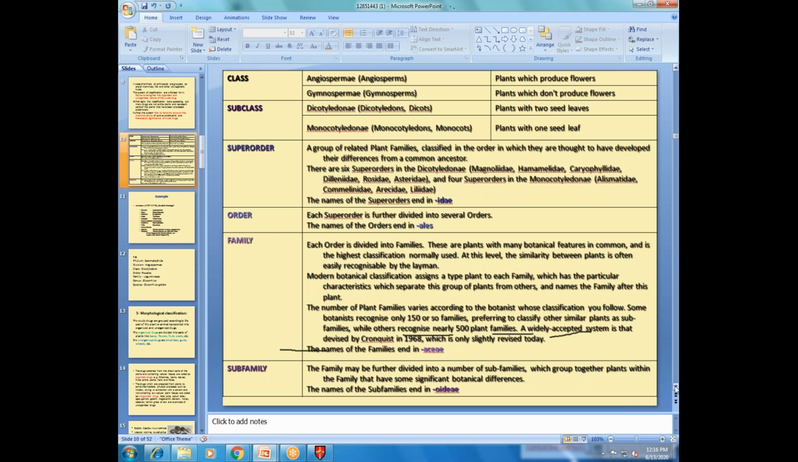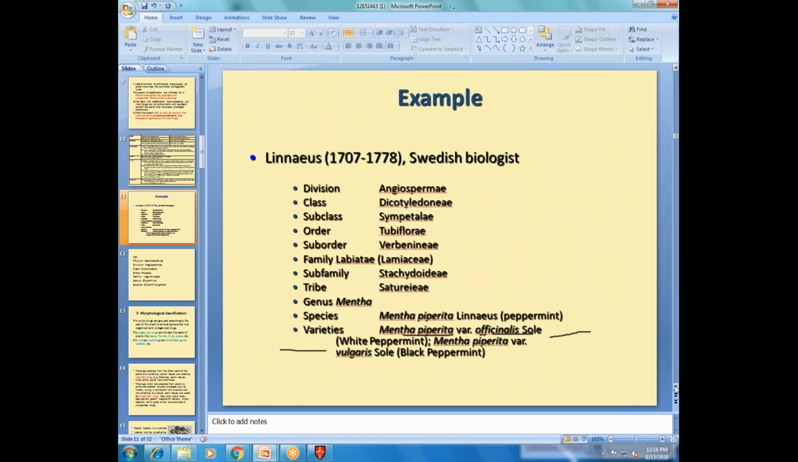The subfamily is very important in taxonomy. You can see one example of Linnaeus, the Swedish biologist. Linnaeus is the one who gave the genus and species system. You can see this division: class, subclass, order, suborder, and the family. The family is the one which is very important to us. Here you can see the Labiatae. This is what is important to us, Labiatae. We don't consider the subfamily or tribe.